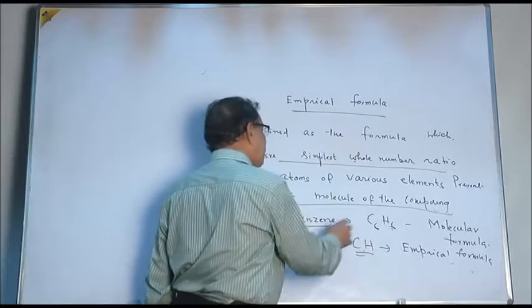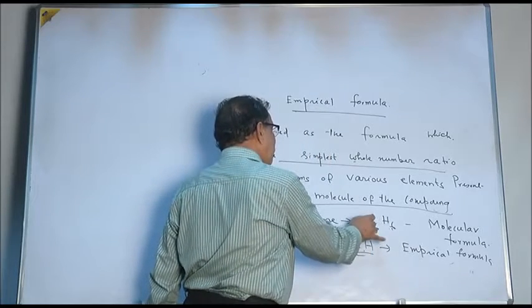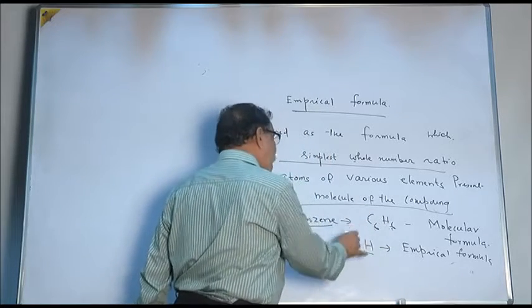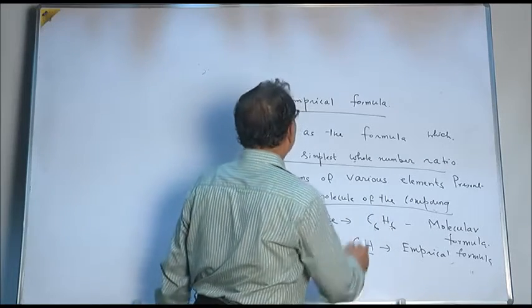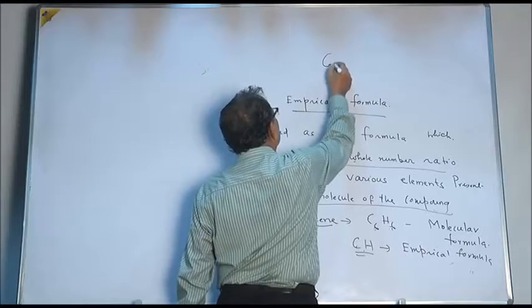So the empirical formula is obtained because it is divisible to a whole number ratio: 6 by 6 is 1. This is 6 by 1, that is a whole number ratio. Similarly, we take glucose.